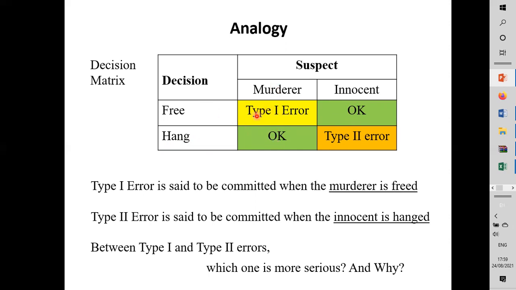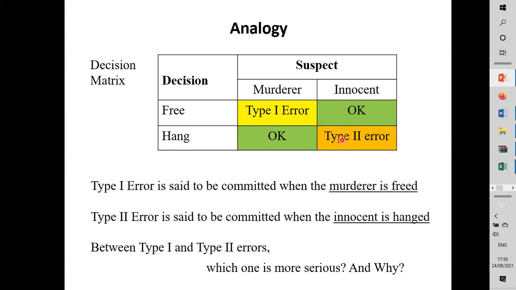What are you doing here? You free the murderer. Is it the right thing to do? No. Why? Wrong decision. The murderer goes free. What will happen? You will kill more people. More murders will take place outside. So what's happening here? The innocent got hanged. Is it okay? No. Why not? Murderer, free him, more murder outside.